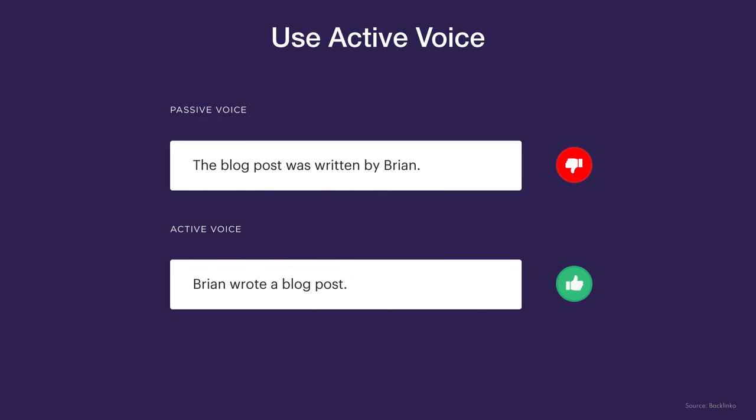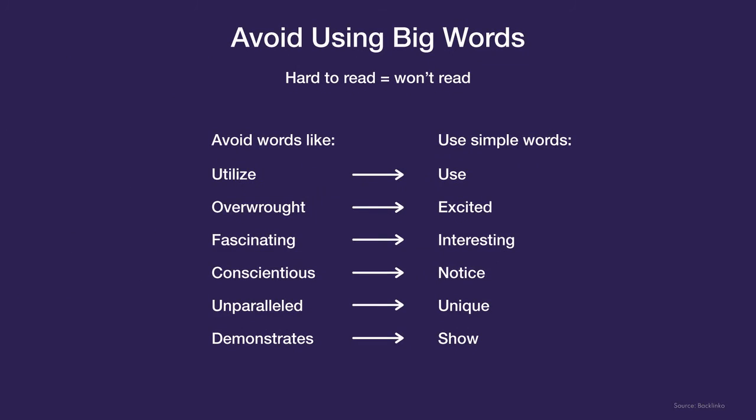Next is to use active voice in copywriting. You will have to get back to the English grammar book if you have forgotten the concept of active voice that you learned in 4th or 6th grade of schooling. But using active voice is very helpful in copywriting. Next is not to use big words, because if the words are hard to read, the visitor will not read it.